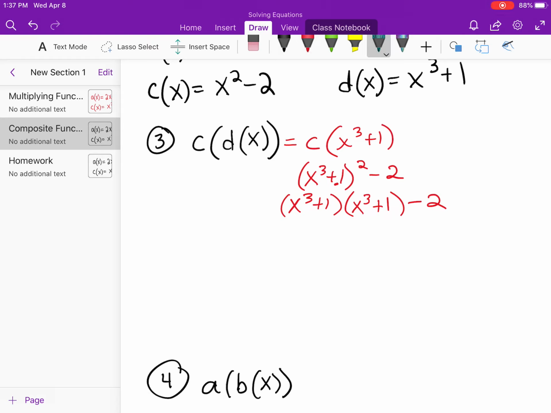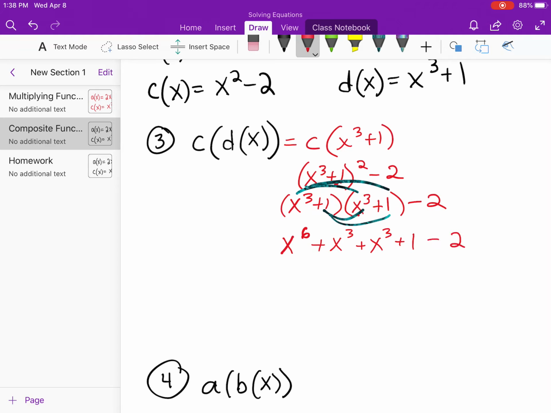Okay, so now I have enough room to finish working this out because now I need to distribute. Use the FOIL property that we just did on those last problems. First, outer, inner, last. So that would make this x to the sixth. X to the third times x to the third would be x to the sixth. X to the third times 1 would be plus x to the third. 1 times x to the third would be plus x to the third. And then 1 times 1 would be plus 1.